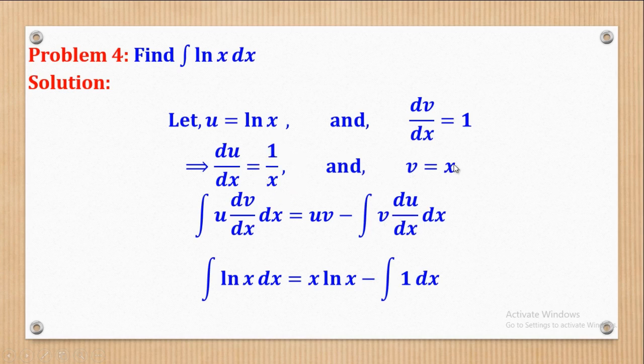So when I multiply x times 1 over x, I'll come up with 1. So in the end, I'll have to get the x value for the integral of 1 with respect to x. Now when I integrate 1, I'll come up with x. So in the end, I'll come up with my expression for the given integral as x ln x minus x plus c, which is the constant of integration.